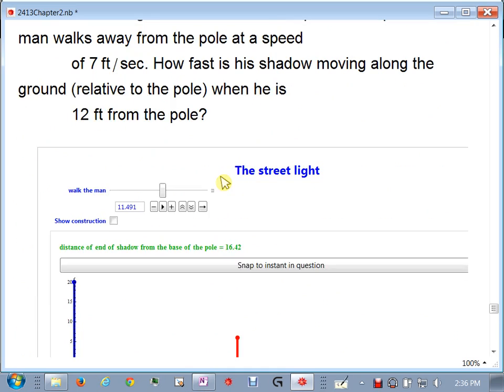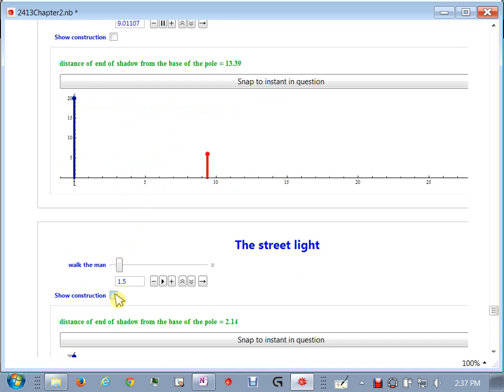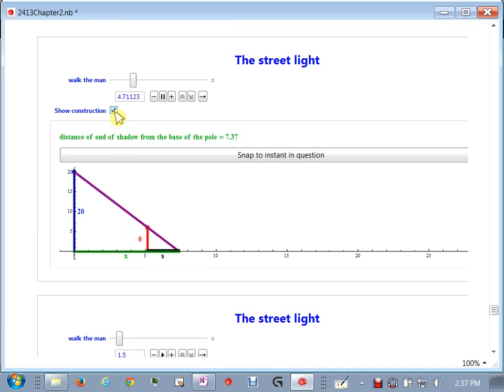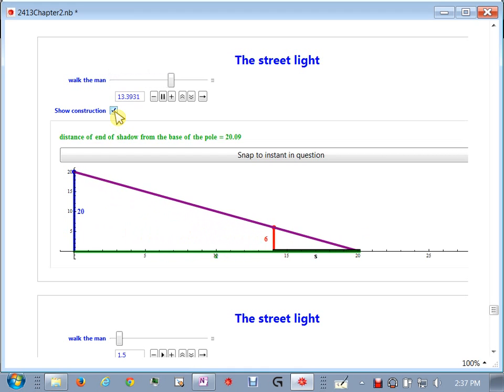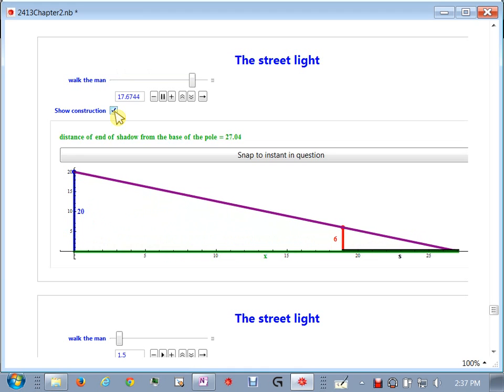I just picked certain ones. Street light. This is a person. This is a street light. This is a person right here running away from the street light, trying to get away. Oh wait, wrong one. You have the person, and you have the person's shadow in front of them. And the question is, how fast is the shadow going away from the person?